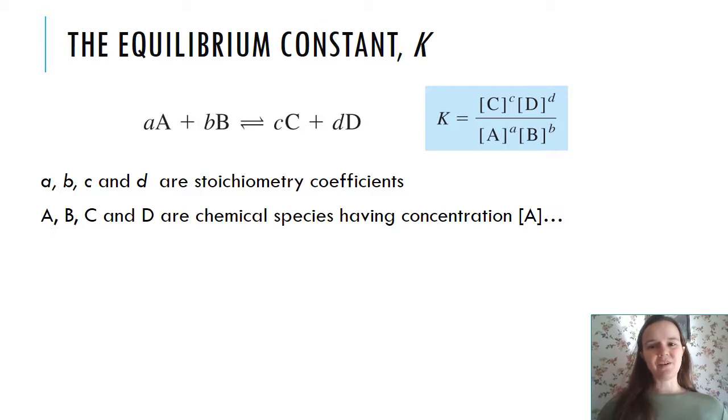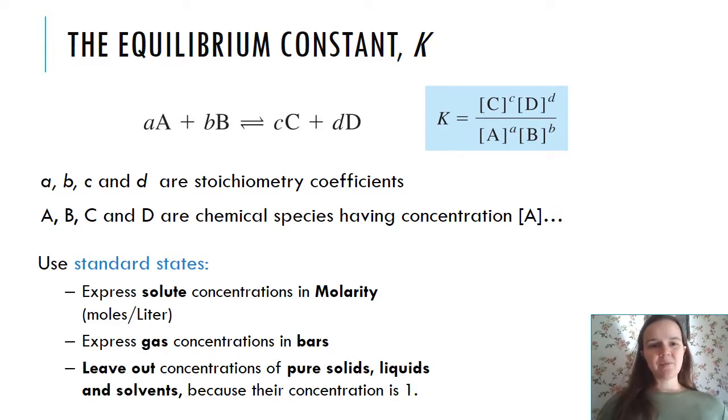So you have the large K equals the products. Those are all multiplied times each other, raised to the power of their coefficient, divided by the reactants multiplied together, and raised to the power of their coefficient. The thing that's important here is that you need to use everything in standard states. And so for liquids, that means the solute concentration is in molarity, moles per liter. Gas concentrations will be pressure in bars.